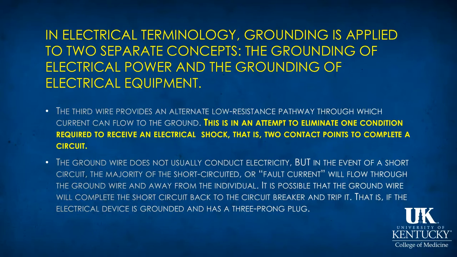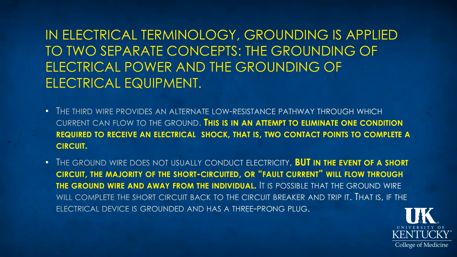an attempt to eliminate one condition required to receive an electrical shock, that is, the two contact points to complete a circuit. The ground wire does not usually conduct electricity, but in the event of a short circuit, the majority of the short-circuited or fault current will flow through the ground wire and away from the individual. It is possible that the ground wire will complete the short circuit back to the circuit breaker and trip it, interrupting the power. That is, if the device is grounded and has a 3-prong plug.